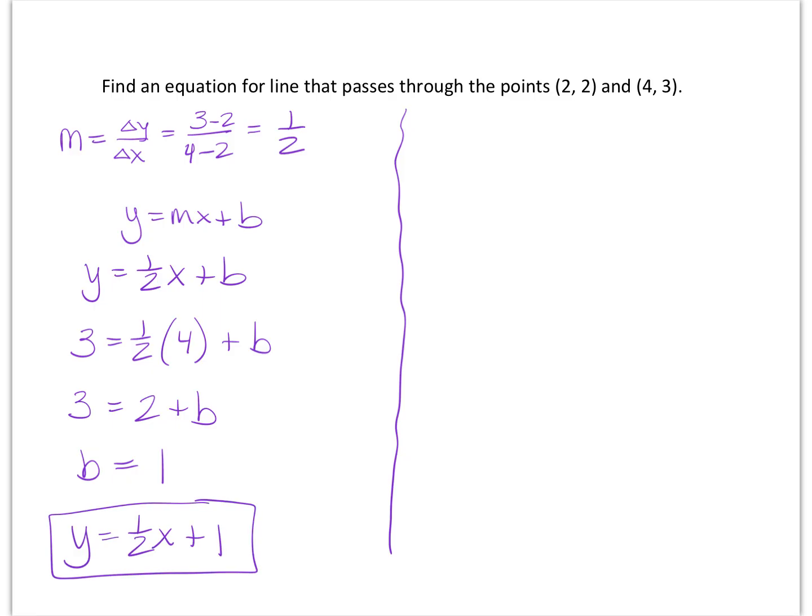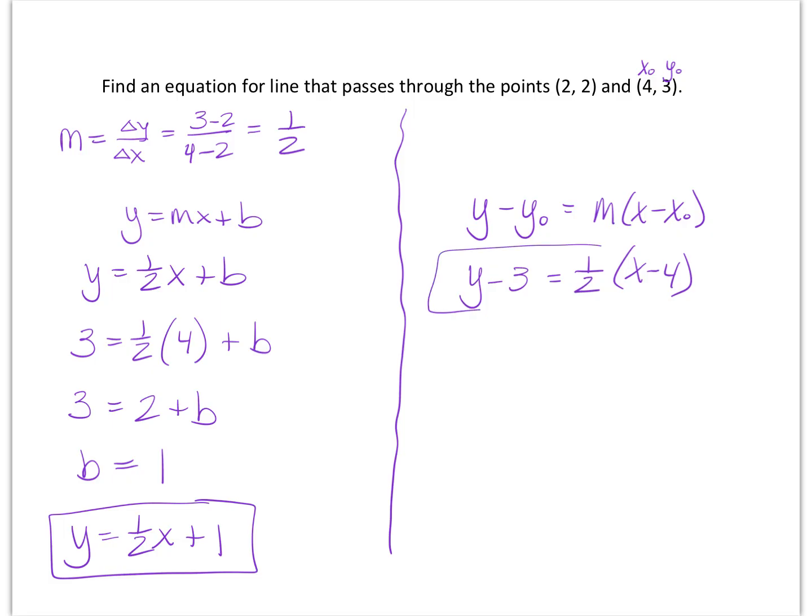The other method would be to use point-slope form, y minus y naught equals m times x minus x naught. I'm just going to plug in either point again for x naught, y naught. I'm going to use this one for this example. So I'm going to have y minus 3 equals 1/2 times x minus 4. And you can just circle that. That is an equation for the line. It said to find an equation, not a particular one.